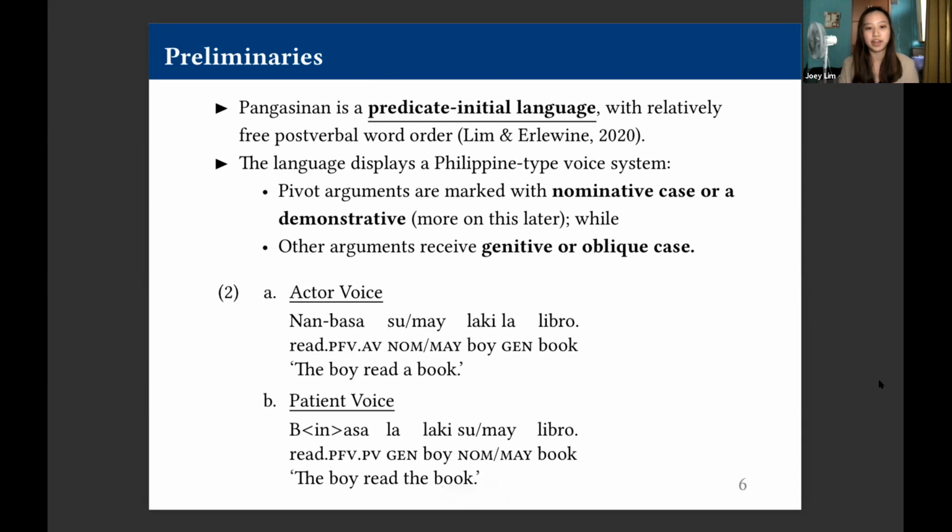In 2A here, we have an active voice clause, which selects the agent argument to be the pivot, which is marked with either the nominative case marker su or a demonstrative such as my. The non-pivot theme is then marked with the genitive case marker la.